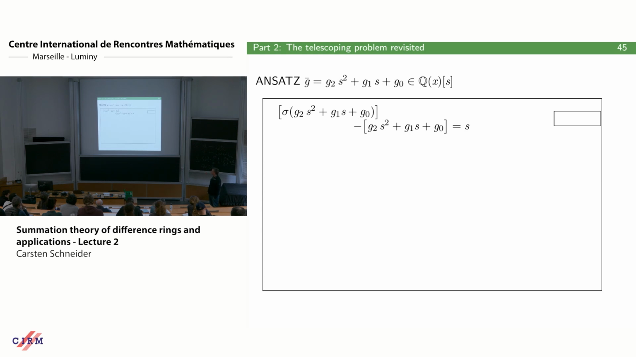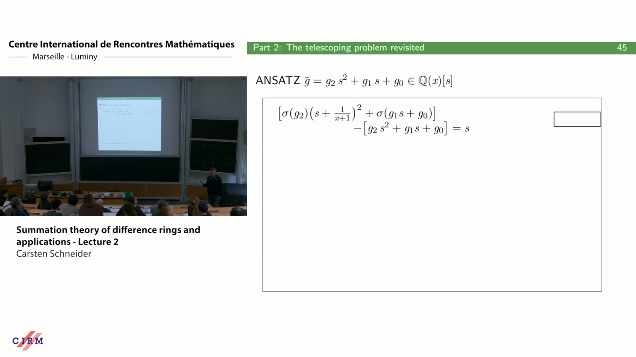Now I use the property of the automorphism, so I can pull over the automorphism. I keep this unfixed for the moment. I can pull over this, I can pull over that, and now I see sigma of s, well, this is s plus 1 over x plus 1. Okay? Just applying the automorphism. And now I do coefficient comparison. You see I have here on the left-hand side, the degree is 2 in the ansatz. On the right-hand side, it's 1. So I make coefficient comparison with respect to s to 2. And I get this constraint, sigma of G2 minus G2 equals 0.